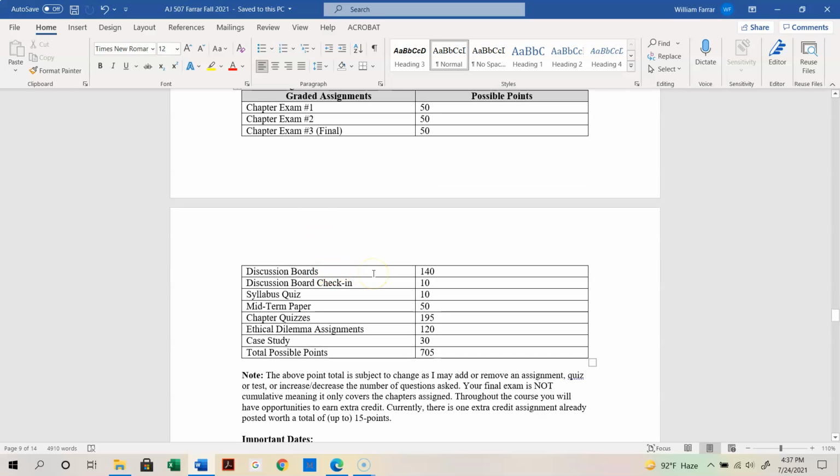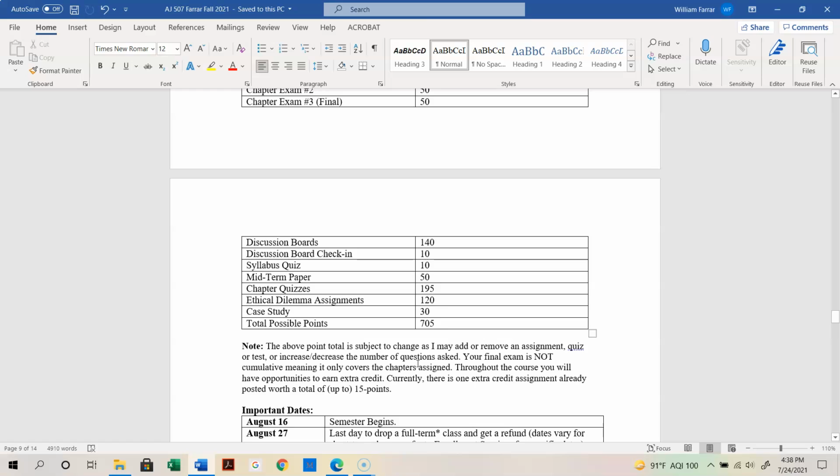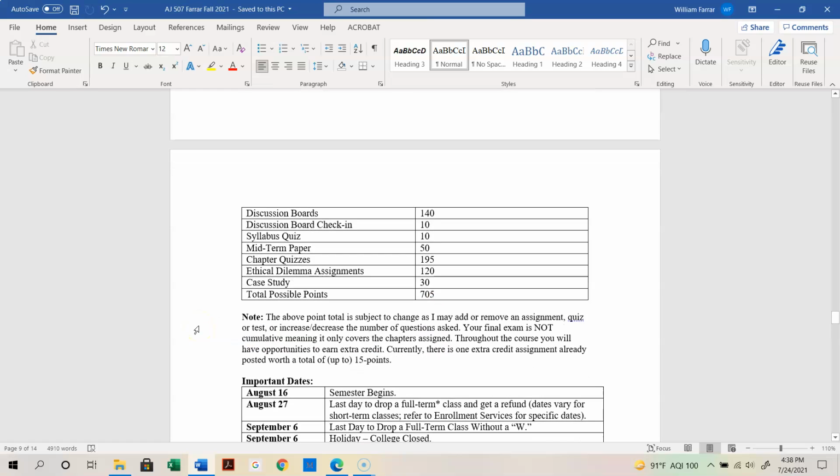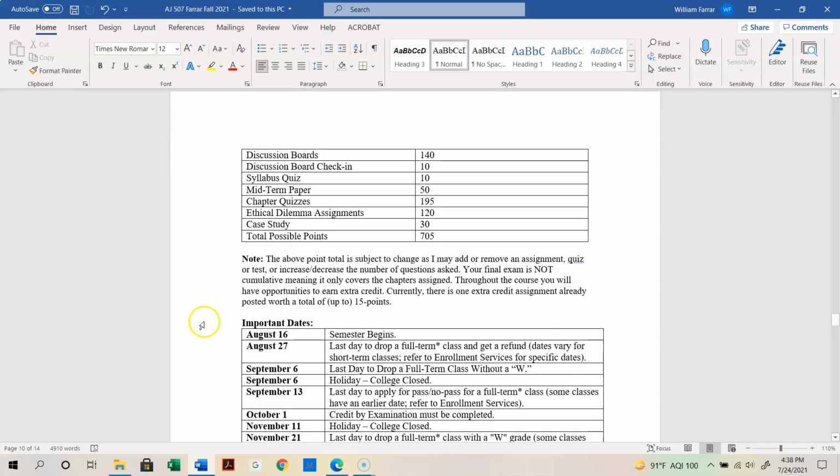Here are your discussion boards. Remember, you have one for every chapter, and then your check-in is one. You have your syllabus quiz, your midterm paper, your chapter quizzes, your ethical dilemmas. I changed that. Remember, there were 14, one for every chapter, but you have a couple of chapter exams. So on the days that you have that chapter exam, you don't have to do the ethical dilemma, and your case study, for a total of 705. All right. So, and I'll show you what that looks like in the actual module in just a few minutes.